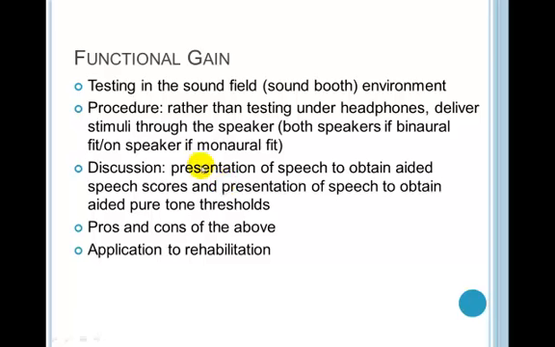Here's what actually is usable: presentation of speech. Of course, we can do narrowband noise, but speech is more useful. If we have the patient in the sound field, in the sound booth, I'm talking as the audiologist through both speakers at once to the patient who has their hearing aids on.